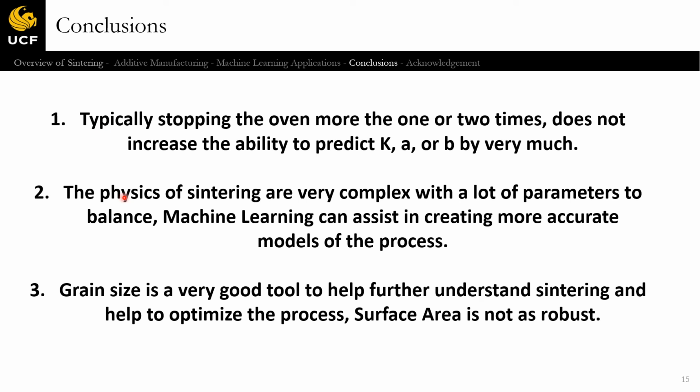Another conclusion is that the physics of sintering is very complex with a lot of parameters, and machine learning can be a great tool to help assist and create more accurate models of this process. And third conclusion is that grain size is a very good tool to help understand sintering and help optimize the process. Surface area, unfortunately, is not as robust as grain size, and maybe not as good of a tool, especially when you're talking about getting from 90% to a full 100% dense object.